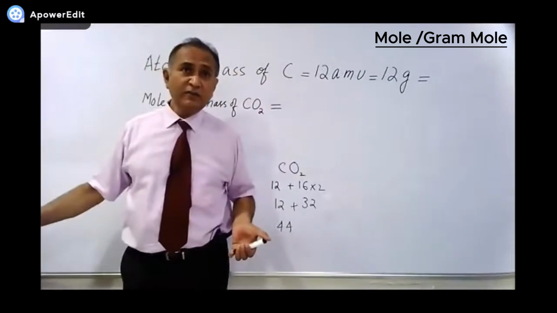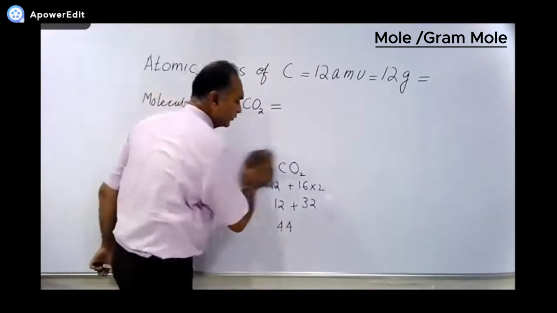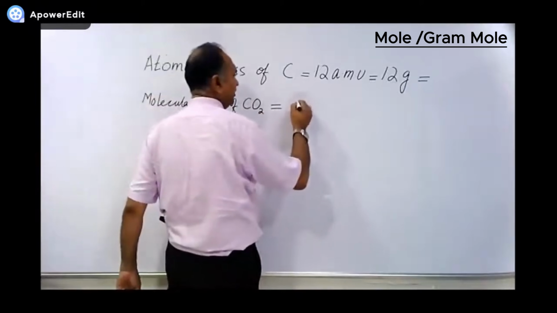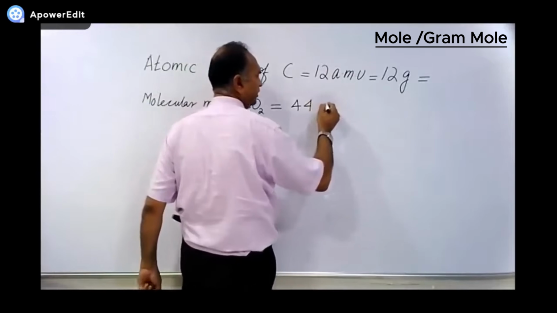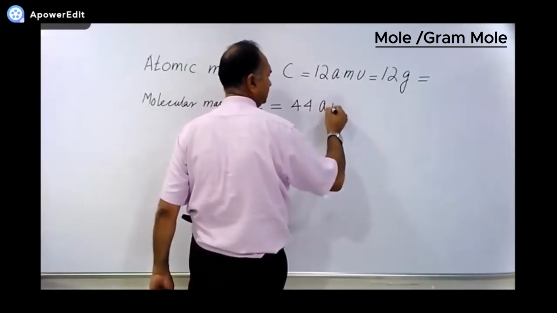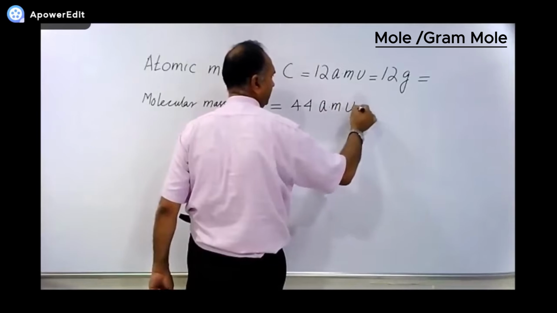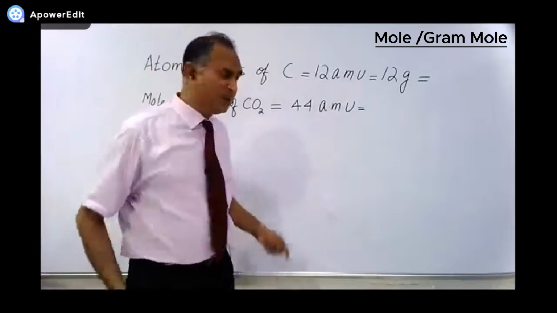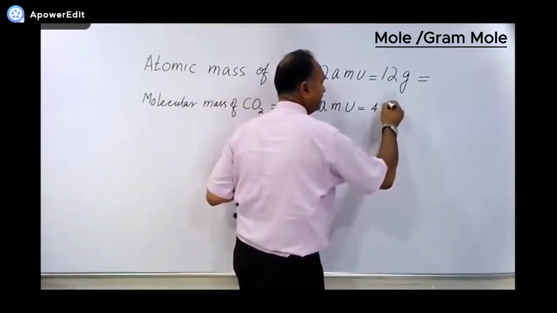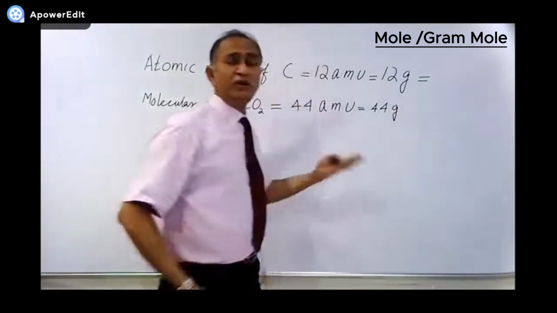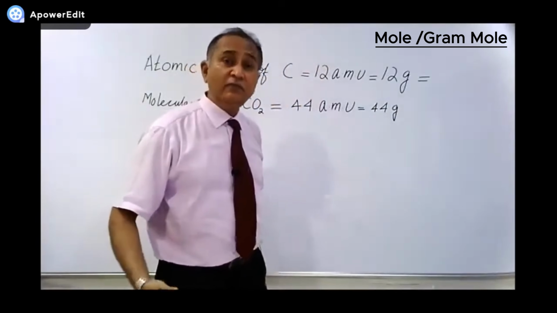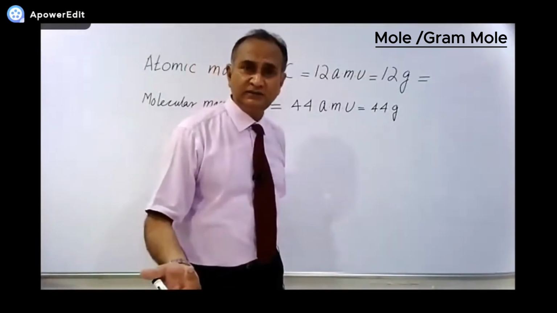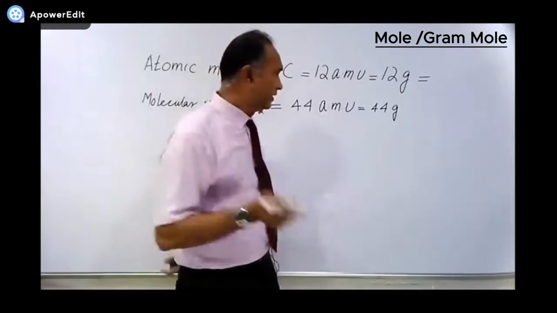So what is the molecular mass of carbon dioxide? 44. So I'll write here, its molecular mass is 44 AMU. Instead of writing AMU, if I want to write G, then what should I call it? Gram molecular mass, or simply the molar mass. Right?